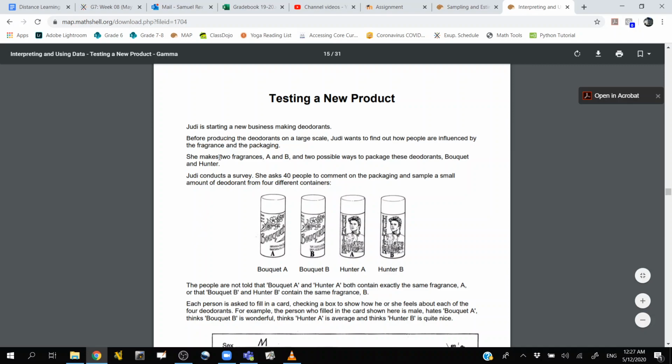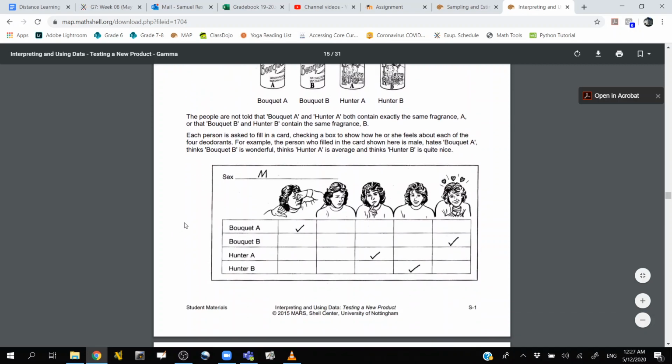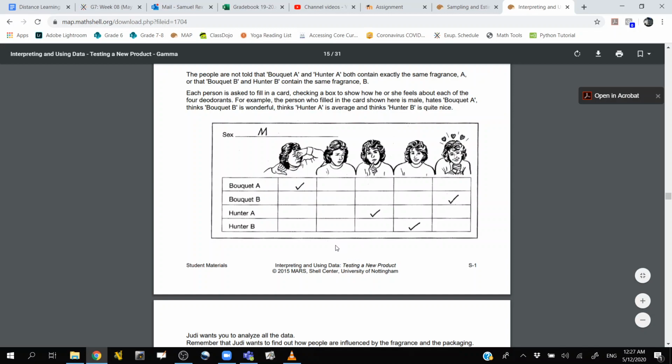So that said, it sets up the exact same idea as here when you read through. Here's an example of a ballot that this person gave to someone. This obviously was a man that filled it out, and you can see they did not like Bouquet A, but they really liked Bouquet B. And they thought Hunter A is fine, like it's an okay looking can, but Hunter B is better. So given this ballot, if this were every person that thought this way, we should produce Bouquet B in can Hunter B, and that would optimize our profit, our sales, I guess our revenue, and assuming the cost is the same, it would maximize our profit.